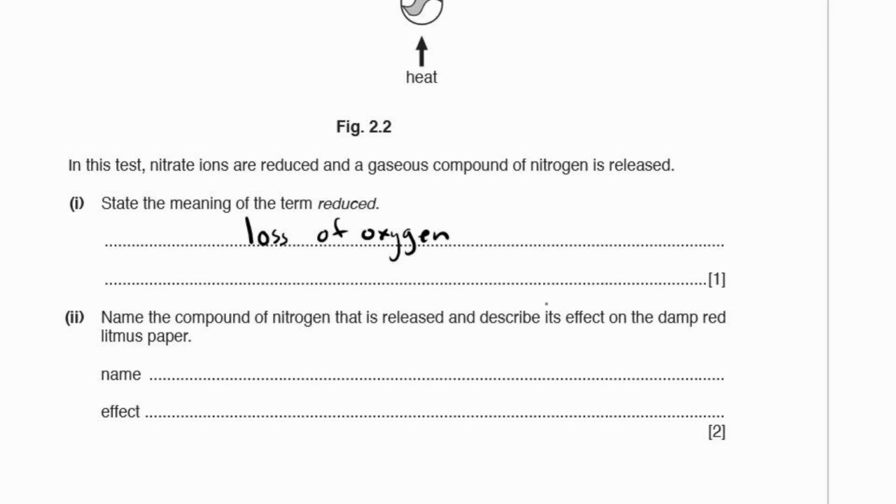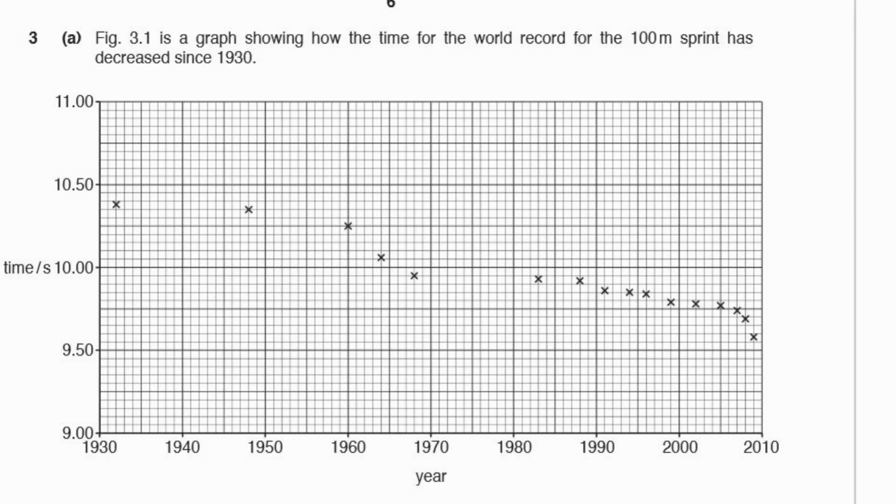Okay. Name the compound of nitrogen that is released and describe the effect on the damp red litmus paper. Well, it's probably not going to stay red, or else you wouldn't use red litmus paper. So the effect is it will turn blue. What does that mean? That means it's alkaline. Okay? And what's being produced? That's ammonia. Okay, that's good. Question 3.